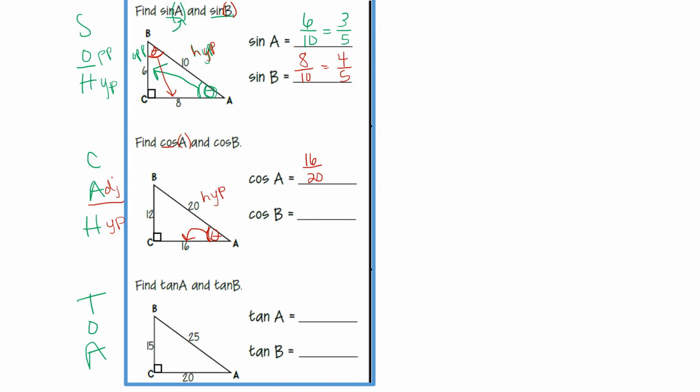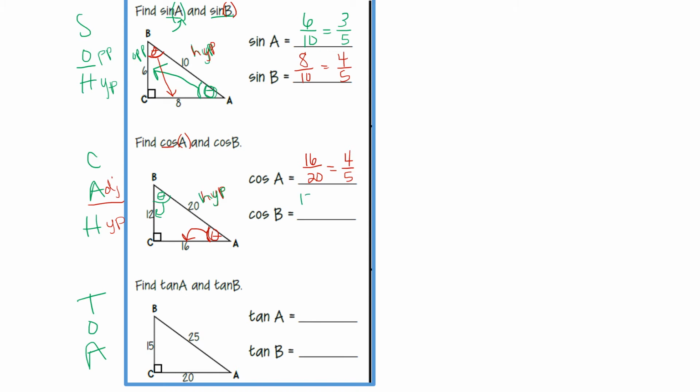Again, you could simplify if you'd like. You don't have to. It would simplify down to 4/5. I'm giving you the option, completely up to you. Then for B, if I again change colors, B, here's my reference angle. Adjacent to B, it looks like is going to be 12. And again, my hypotenuse is always going to stay the same.